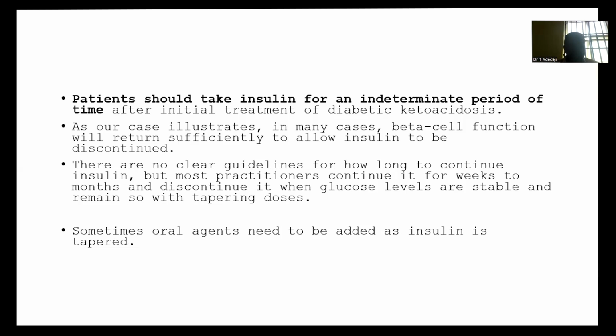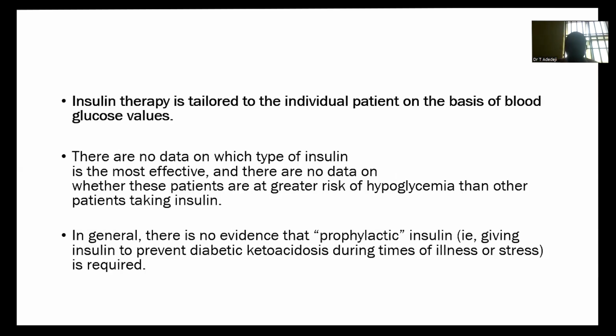Sometimes oral agents need to be added as insulin is tapered off in such patients. Insulin therapy is tailored to the individual presenters, precision medicine and personalized medicine. And there are no data on the type of insulin that is most effective in such cases. And there are also no data on whether these patients are at greater risk of hypoglycemia than other patients taking insulin. In general, there is no evidence that prophylactic insulin, giving insulin to prevent diabetic ketoacidosis in such cases, will actually prevent it from happening.